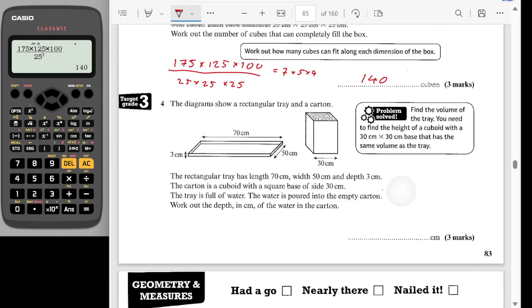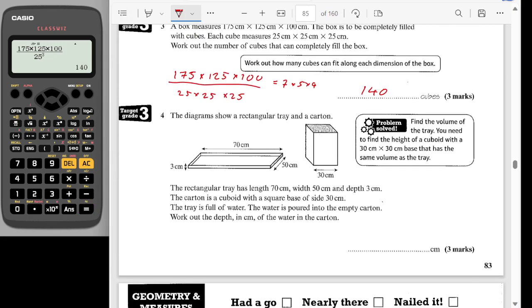Okay, question 4. This diagram shows a rectangular tray and a carton. The rectangular tray has a length of 70, a width of 50 and a depth of 3. The carton is a cuboid with a square base of size 30. The tray is full of water. The water is poured into the empty carton.